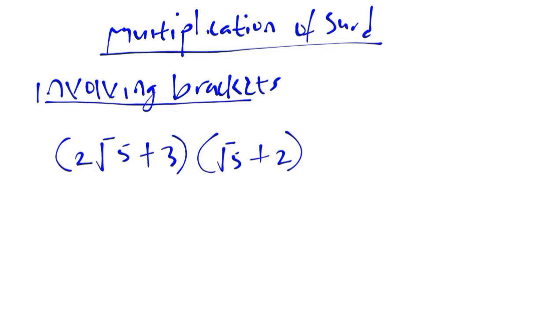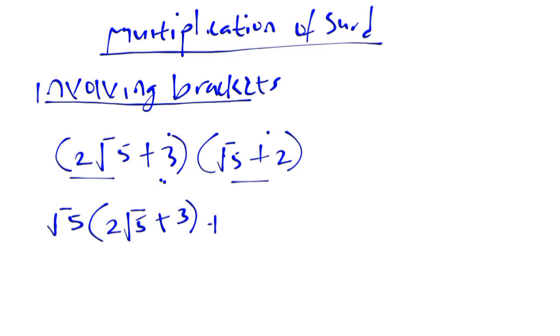Now here's what I'm going to do to simplify this. I have two brackets. I can decide to distribute what I have in the first bracket for the second bracket, or what I have in the second bracket for the first bracket. In this one I'm going to distribute the terms of the second bracket over the first bracket. So I have root 5 in the second bracket. I'll use it to multiply everything in the first bracket, 2 root 5 plus 3. Then the next term I have is 2, so I use it to multiply what I have in the first bracket, 2 root 5 plus 3.